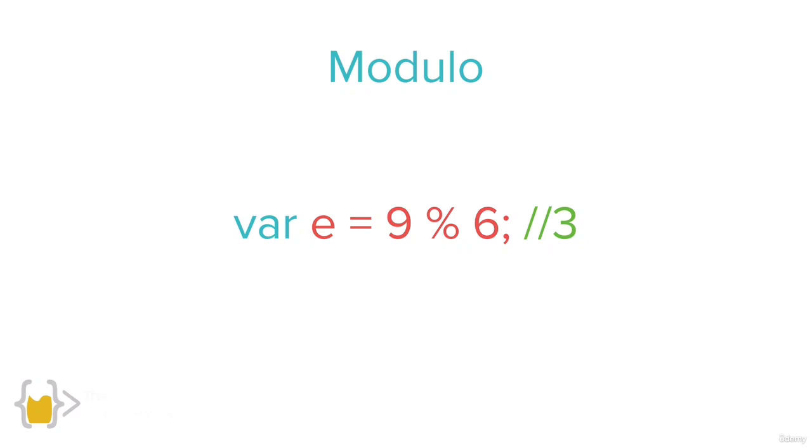If you remember, the modulo works like this. With 9 divided by 6, 6 only goes into 9 once. So we get a remainder of 3.